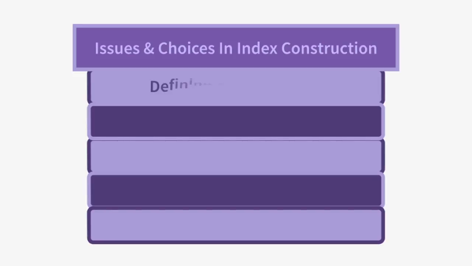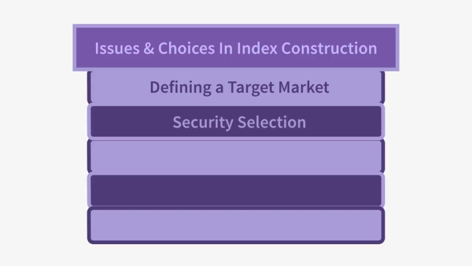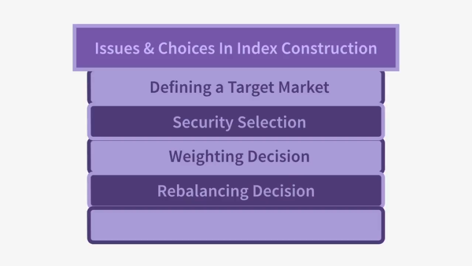First, they must define a target market. Second, they must determine which securities to include in the index. Third, they must determine how to weigh those securities in the index. Fourth, they must determine if or when the index should be rebalanced. And fifth, they must determine when to reconstitute the index. Let's take a look at each of these issues a bit more closely.